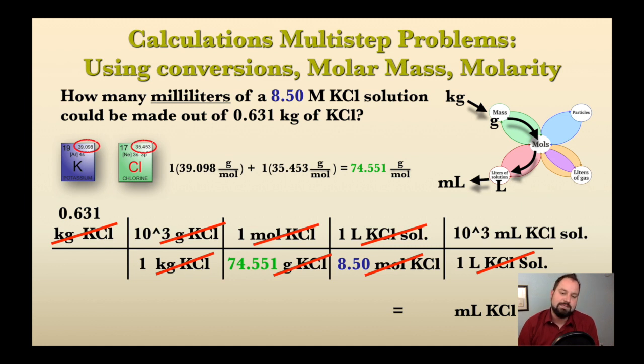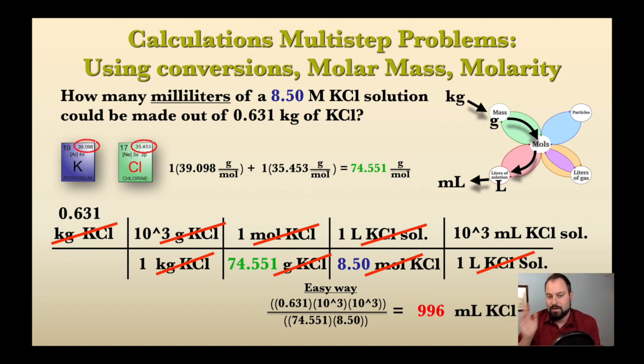Now we just have to punch this into a calculator. This is the traditional way of doing it, and that gives us 996. That is the easy method. It's everything on the top divided by everything on the bottom. Notice that I added an extra set of parentheses around the bottom and the top to make sure that they are counted as a whole. Because especially if you have multiple things at the bottom, if you don't put parentheses around it, the calculator won't understand it.